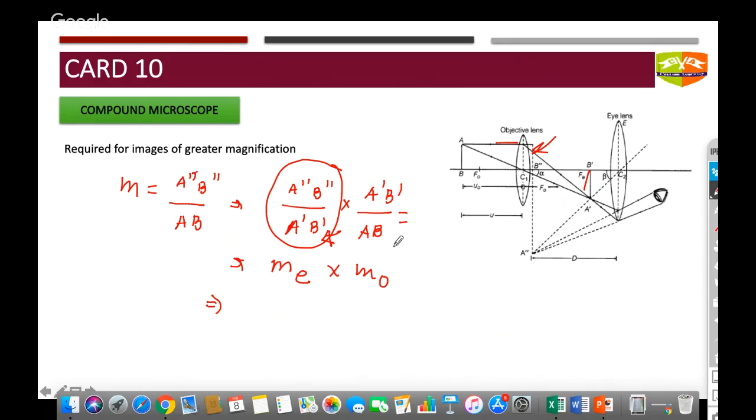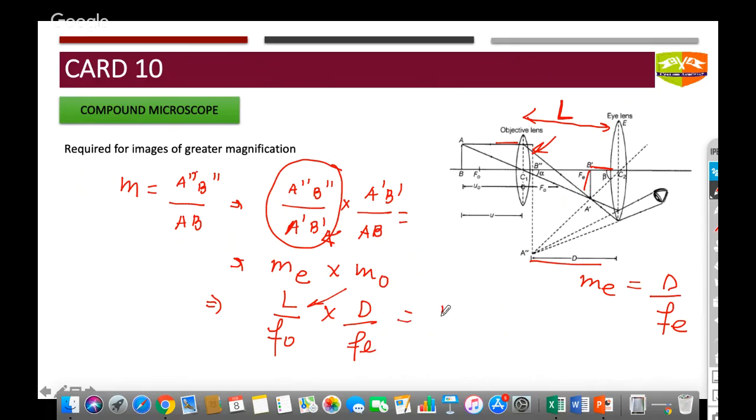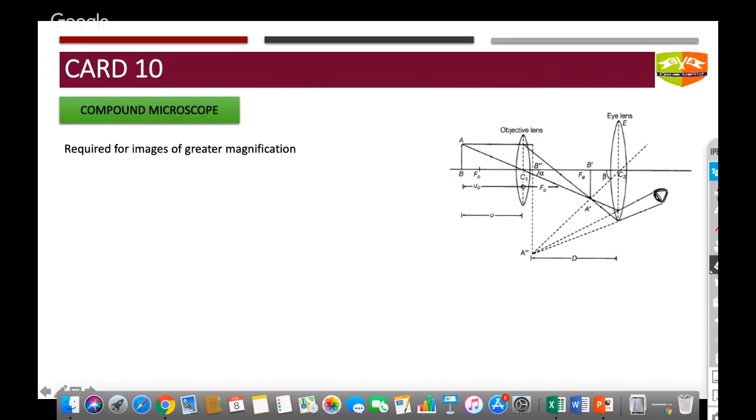Now ME can be written as, if distance between these two lenses is L, and I'm not getting into derivation, and this distance is D, ME can be written as D divided by FE, and MO can be written as L divided by FO. So this can be written as L by FO multiplied by D by FE. So this comes out to be LD divided by FO into FE. So this is how simple it is in case of compound microscope. You just have to write this formula, guys. You don't need to derive it in your exam. If you write it, you get full marks.